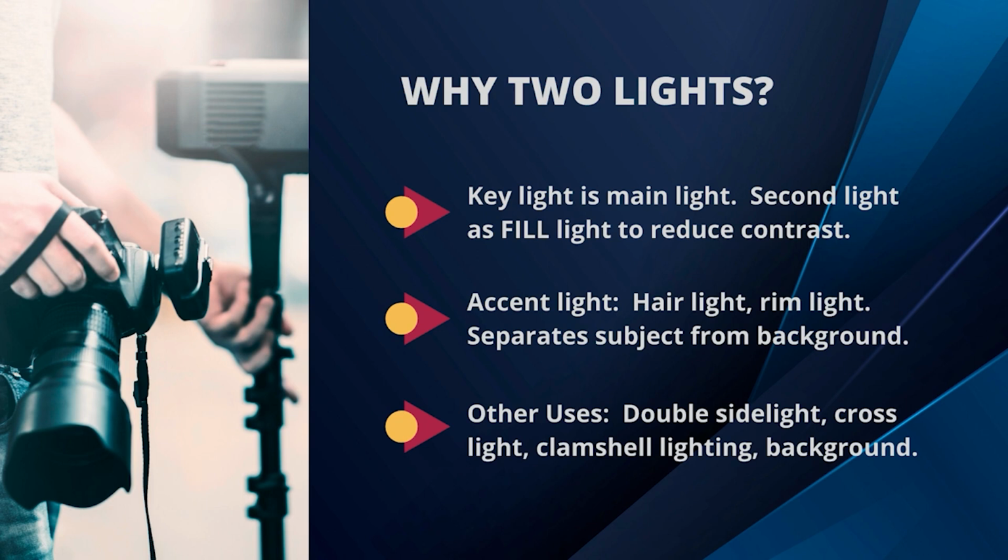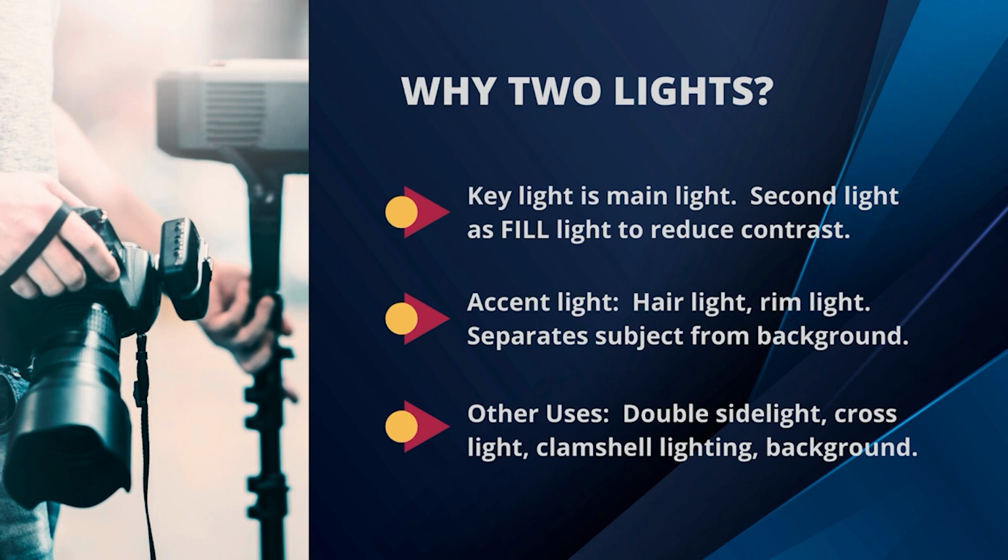Other uses for a second light: instead of using your key light in the usual placement, you could put one light on one side of your subject and your second light on the direct opposite side of your subject for a double side light effect. This is pretty useful, especially in physique type images. I also like to use a second light in a cross lighting pattern where you have your key light on one side of your subject and that second light will come in directly opposite on the other side of your subject. And I'll show you an example of that in a little while.